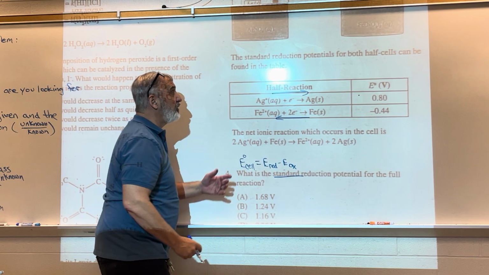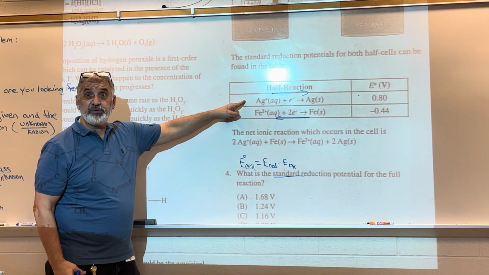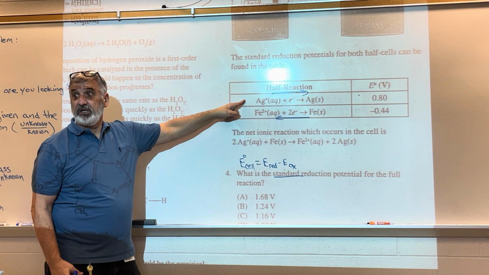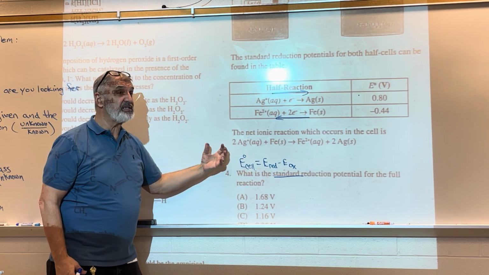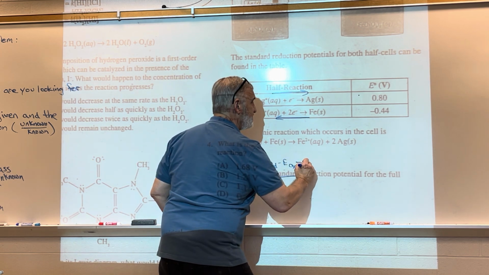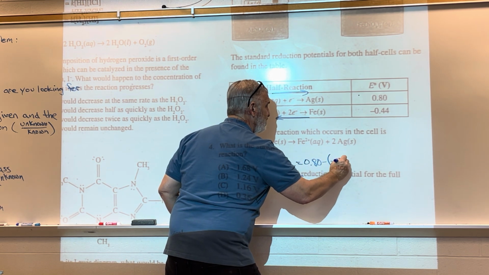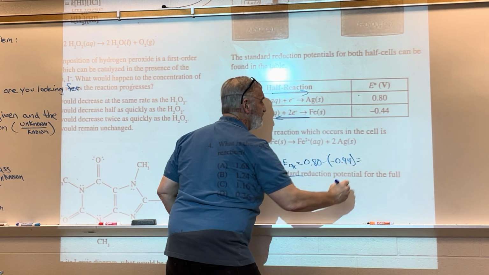So we have to know which one's being reduced, which one's being oxidized. The one with the greater reduction potential is the one that's getting reduced. Now, the good thing is it doesn't matter what the coefficients are or anything. And so we can just simply say 0.8 minus the negative 0.44. And what's that going to equal?